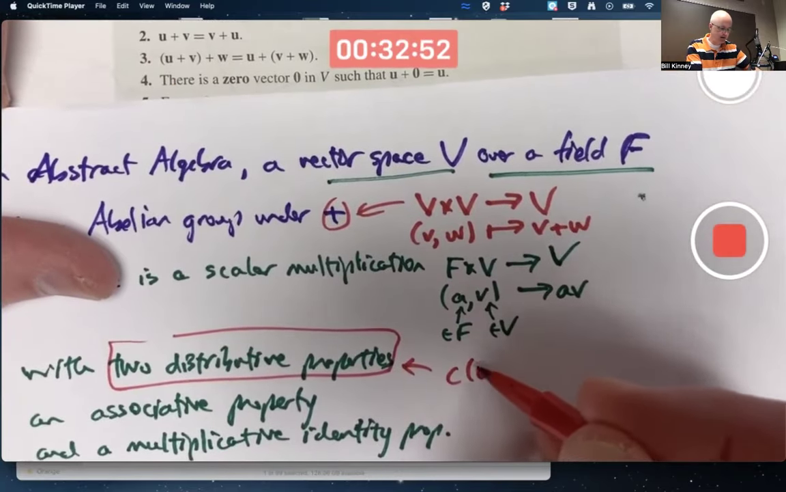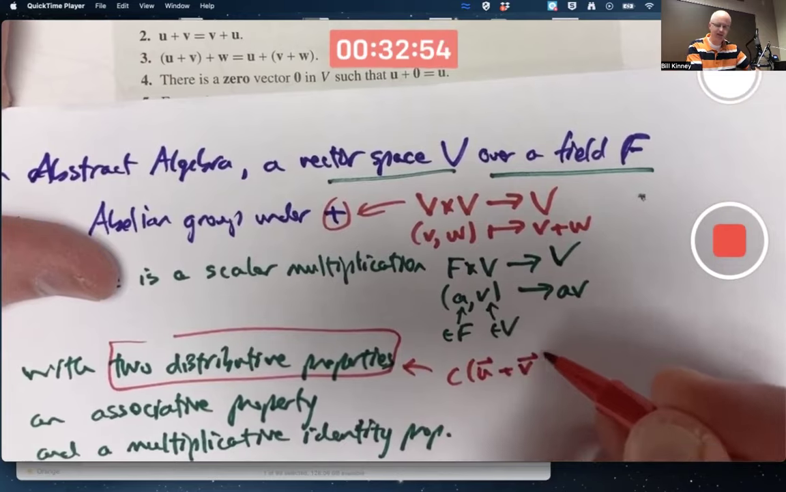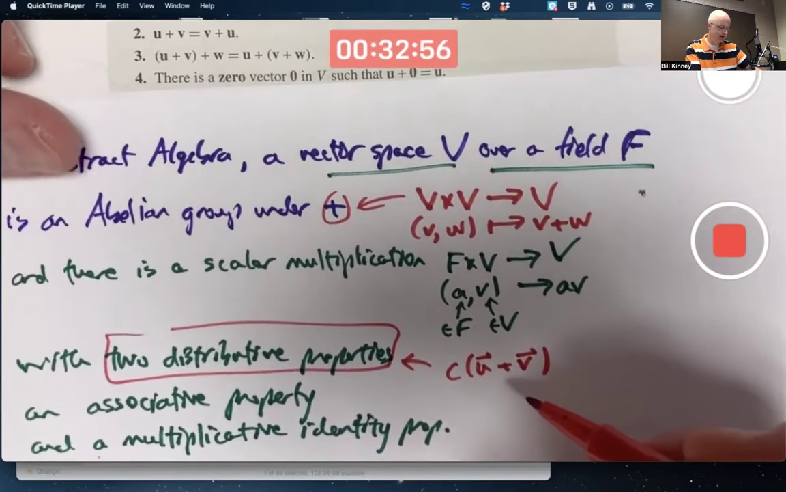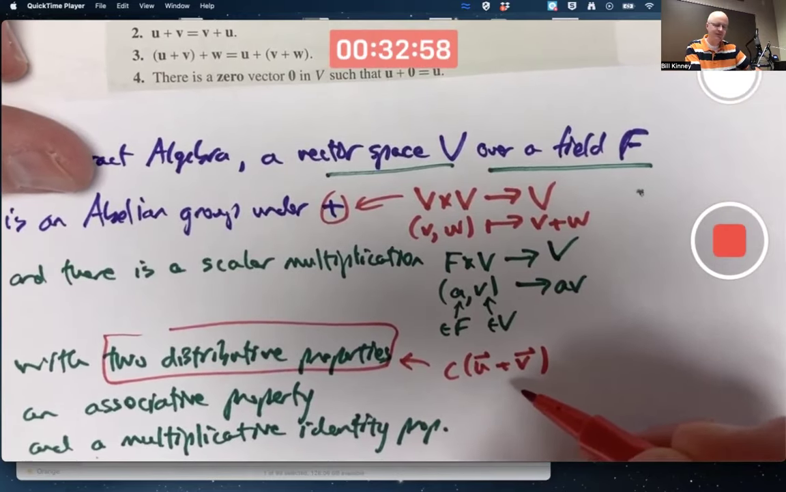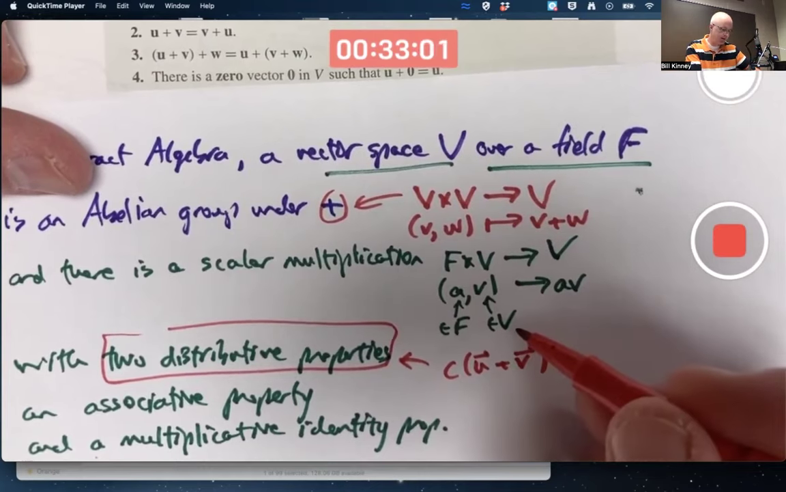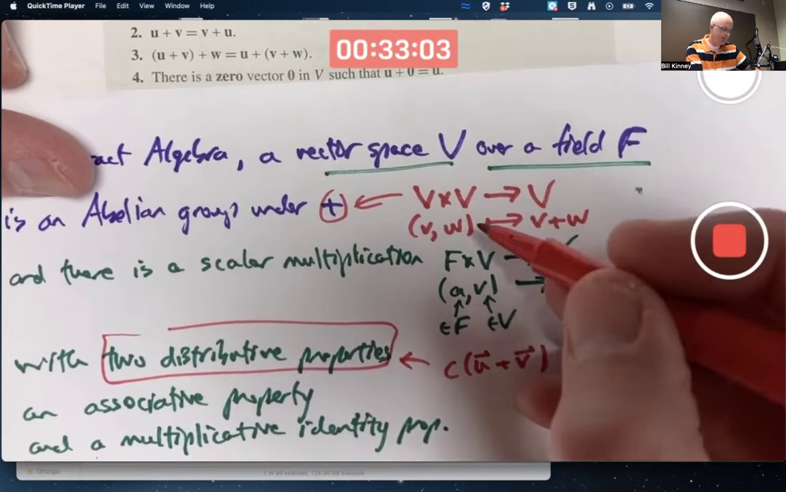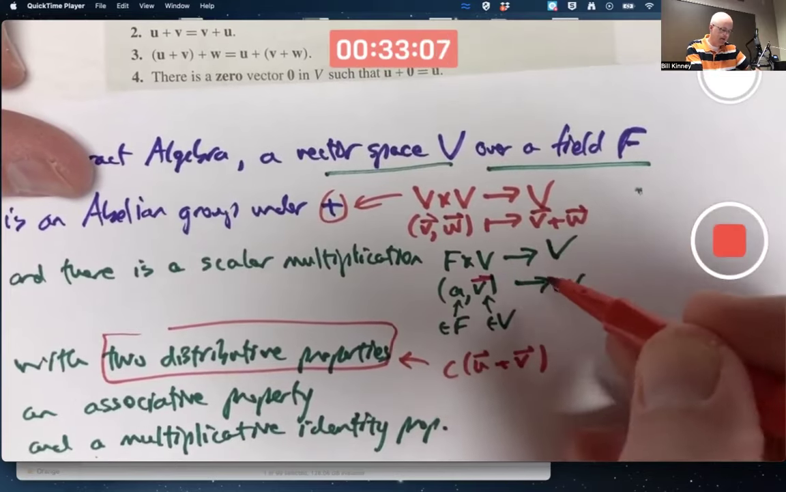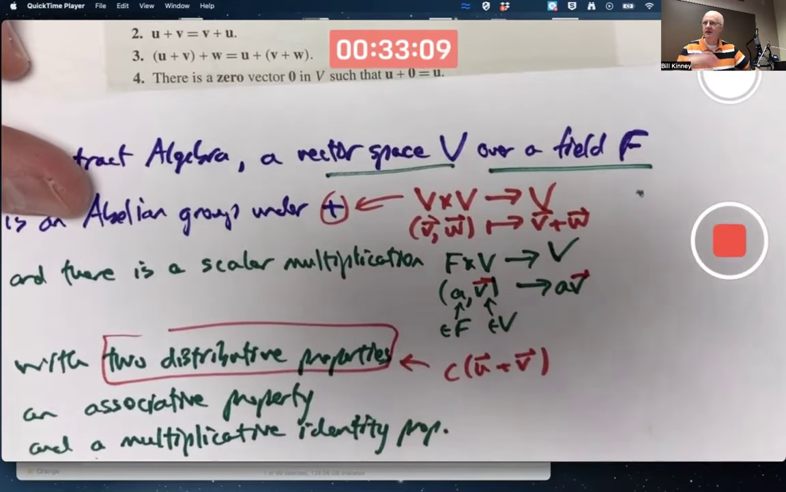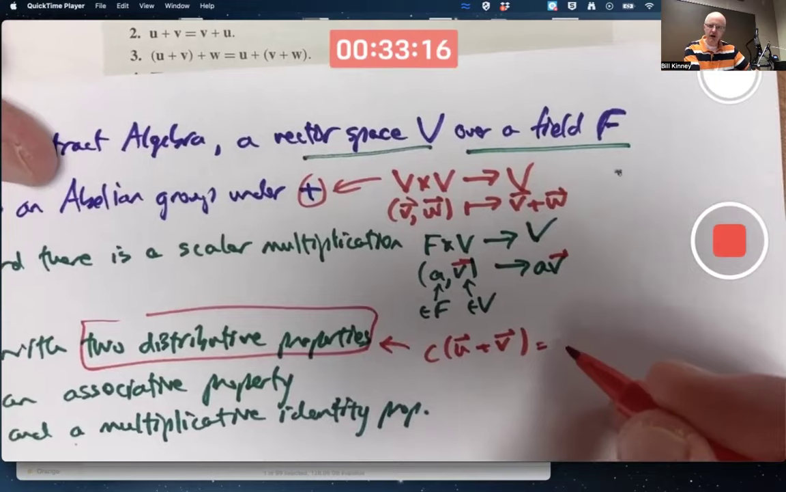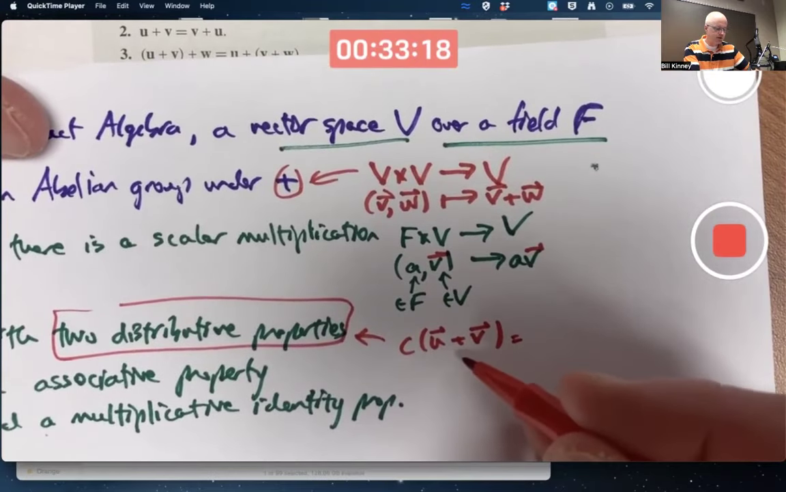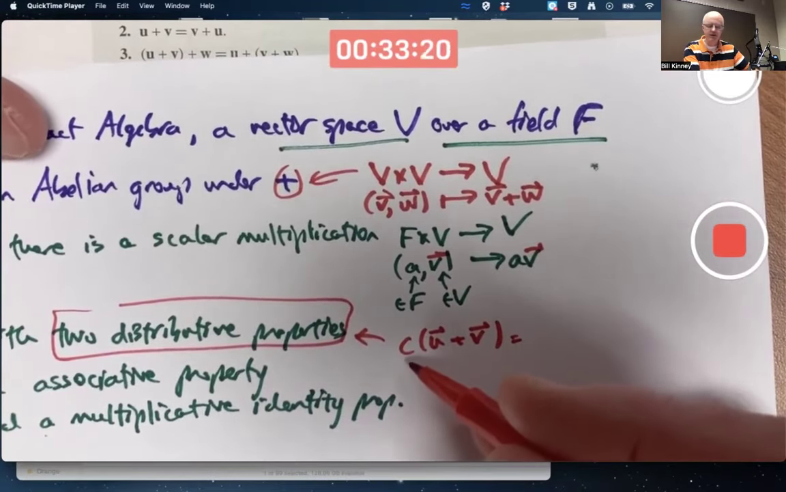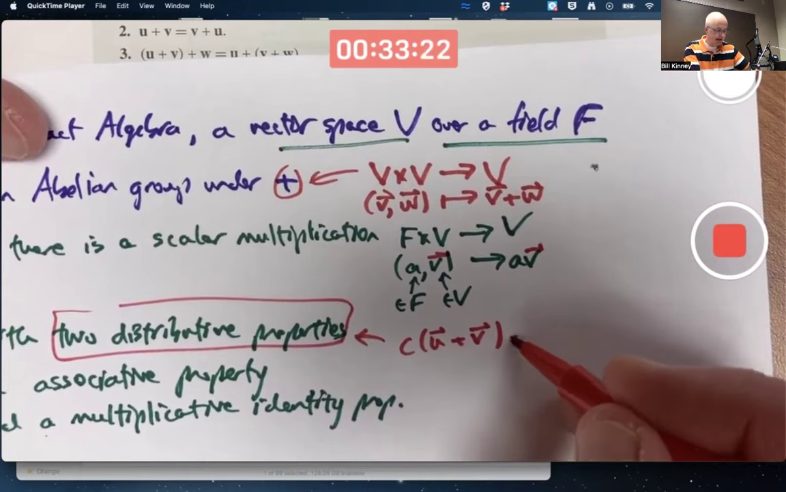C times U plus V, and I'm going to go ahead and use vector symbols here right now to indicate that those are vectors. I could have used them up here as well. Maybe I should have. Our abstract algebra book doesn't do this, but little half arrow symbols to indicate vectors clarify what's a vector and what's a scalar. So when you add two vectors and you multiply that sum by a scalar, you can distribute the scalar through.